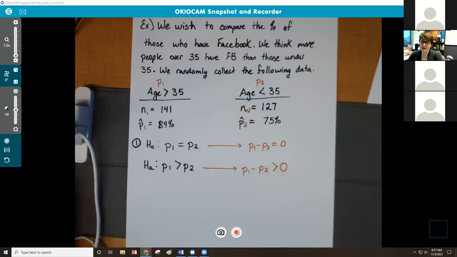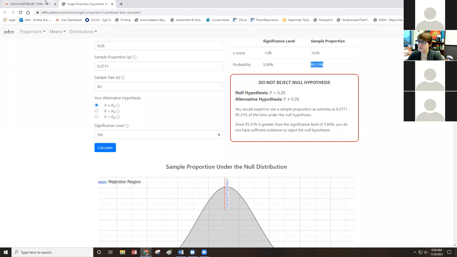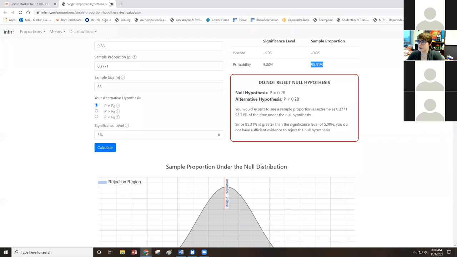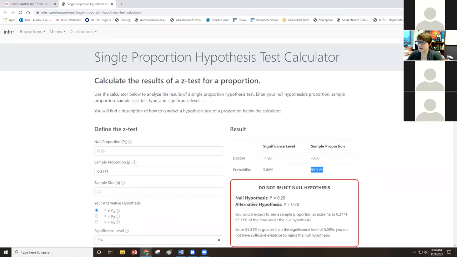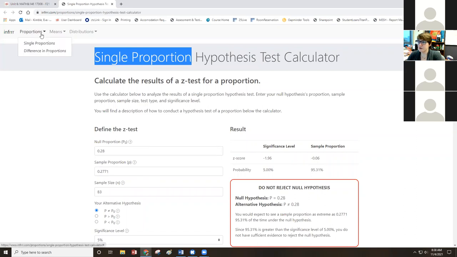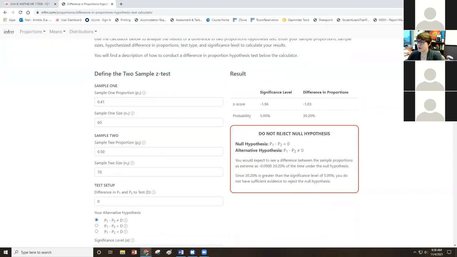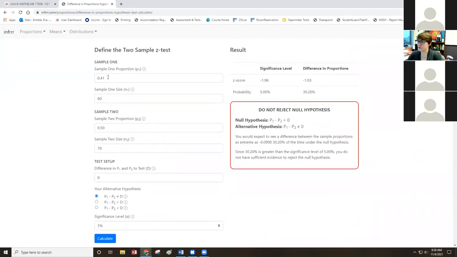All right, so here's how you run this hypothesis test. We're not going to do it by hand because the calculations are just kind of exhausting, to be honest. And it's more important that you know how to set up the hypothesis and interpret your results. So again, if you go to this hypothesis testing calculator at the bottom of Unit 6 under Technology, this is only for a single proportion. So what we want to do is look at the difference in proportions. That means that we're going to have two. So this is nice because it's labeled just like the one that we just wrote down.